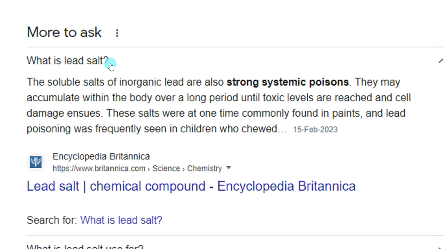Let's discuss the lead salt. So it's a soluble salt of inorganic lead. Lead salts are also strong systemic poisons. They may accumulate within the body over a long period until toxic levels are reached and cell damage ensues. These salts were at one time commonly found in paints, and lead poisoning was frequently seen in children who chewed them. So that's a little bit about the salts.